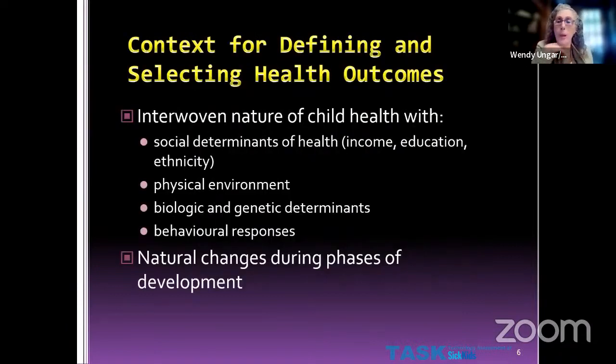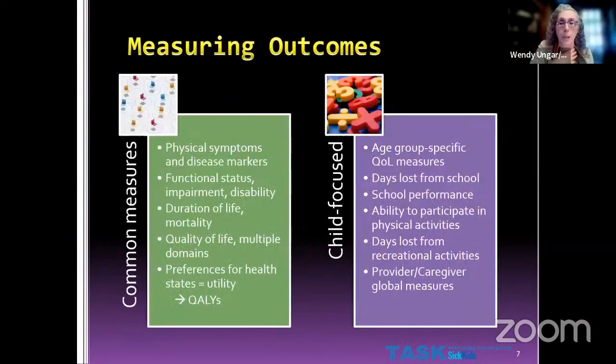So when we think about what outcomes to measure in an economic evaluation, we need to understand the interwoven nature of child health with the social determinants of health. It's inescapable that we need to consider all of these aspects: the child's physical environment, their home, their immediate milieu, the biologic and genetic determinants, of course, and behavioral responses, unique behavioral responses that children will display. And as has been said, children undergo different changes during phases of maturation and development and growth, and all of these are also really important when we think about what are the right outcomes to measure in an economic evaluation.